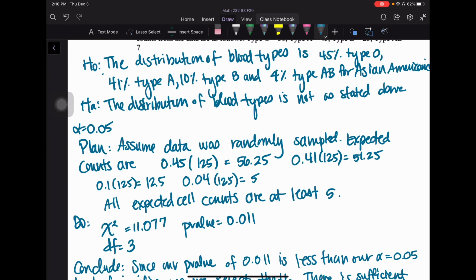In StatCrunch, you want to put your observed in one column, you want to put your expected in another column, and then you do, just like we did for the previous problem, a goodness of fit statistic, and we get a chi-squared value of 11.077, a p-value of 0.011, with our degrees of freedom being 3, because we had 4 blood types minus 1.